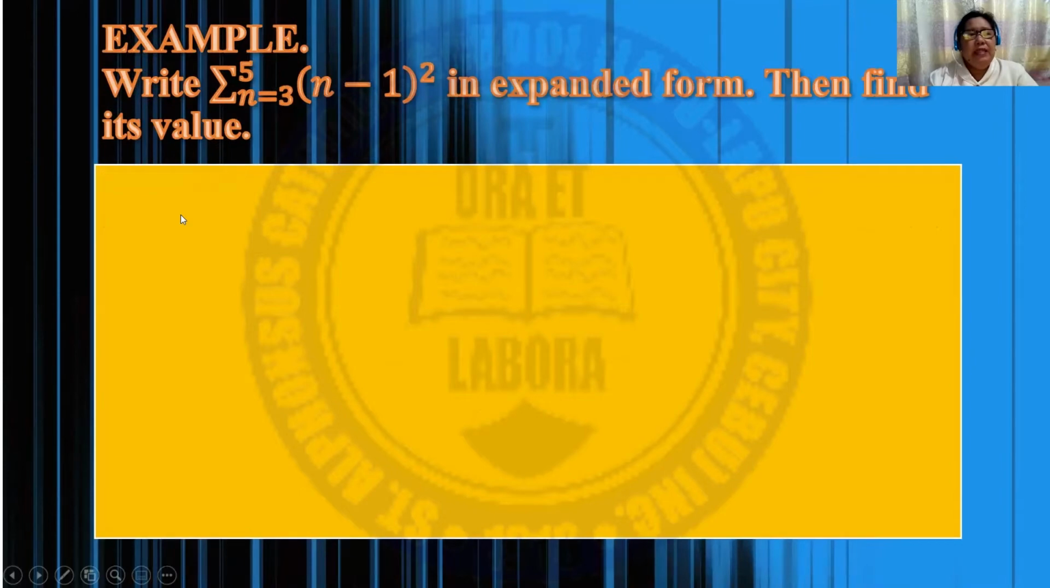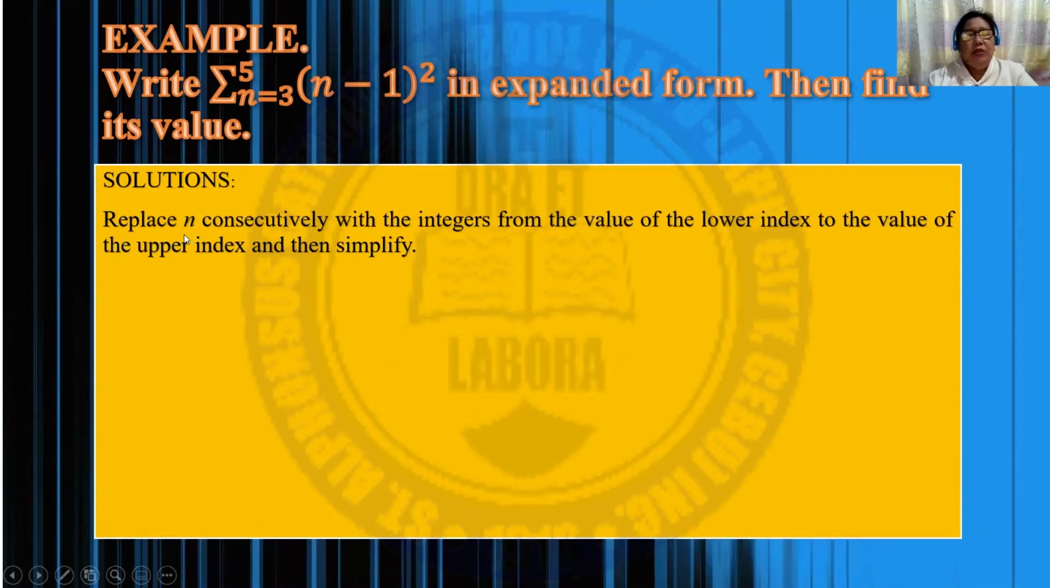Let us have another example. Write the summation of the square of n minus 1 from n is equal to 3 to n is equal to 5 in expanded form. Then find its value. For the solutions, all you have to do again is replace n consecutively with the integers from the value of the lower index, this is the lower index here, to the value of the upper index and then simplify.